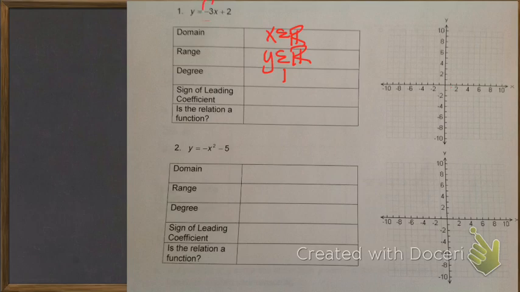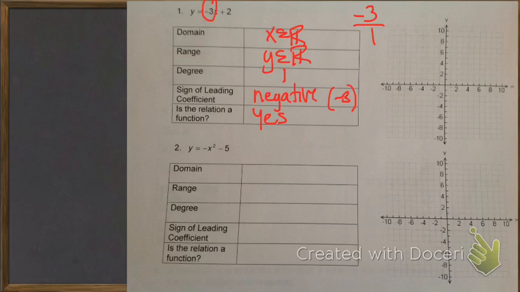The sign of the leading coefficient. Leading coefficient is negative 3. So the sign is negative, which tells us negative slope. We can actually write negative slope here. Negative 3 over 1 would be the same thing, and that's going to help us graph this. Is it a function? Yes, lines are always functions.